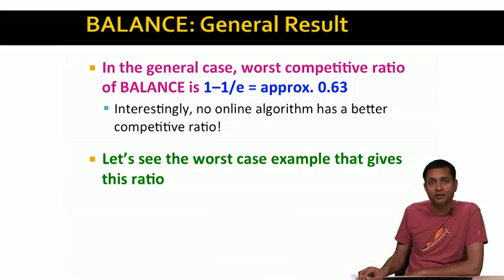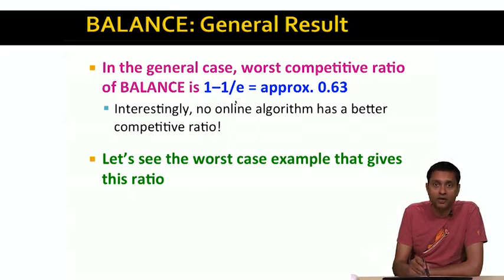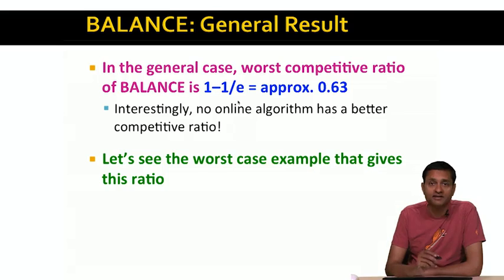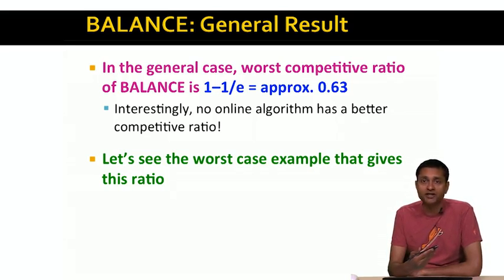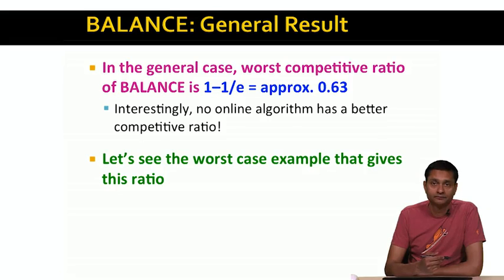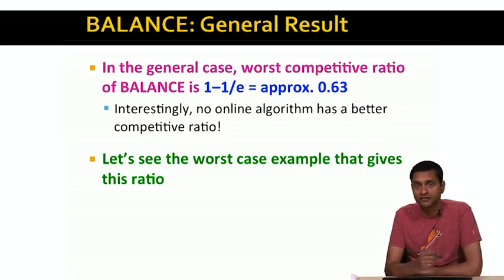But what happens if there are more than 2 advertisers? What happens if there are a large number of advertisers? In that case, it can be shown that the competitive ratio of balance is given by the expression 1 minus 1/e, where e is the base of the natural logarithms, 2.718 and so on, and that is approximately 0.63. Notice that this competitive ratio of 0.63 is strictly better than a half, which is the competitive ratio of the greedy algorithm. So the balance algorithm does much better than the greedy algorithm in terms of competitive ratio.